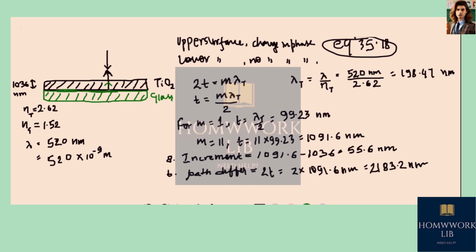We also want this path difference in terms of the wavelength. So we take 2183.2 and divide by the new wavelength of light in titanium, which was 198.47. This implies the path difference is equal to 11 times the wavelength in titanium.